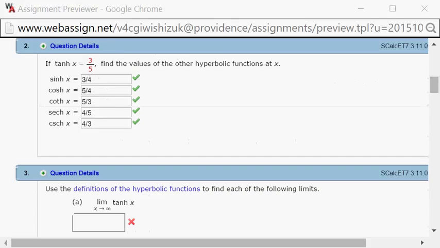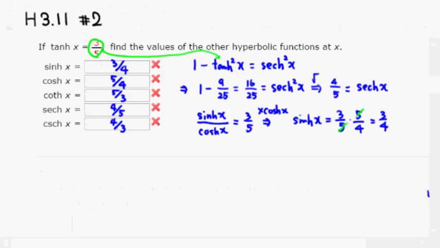Alright, it came back and looks like we got all of these correct. Alright, that's it. I hope that this was clear.